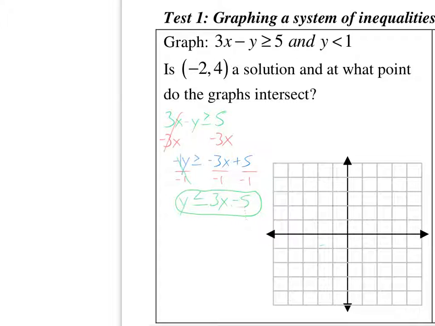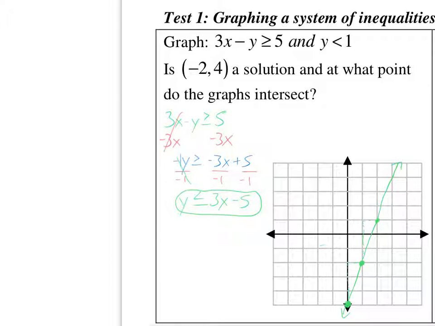Okay, I want to graph this. So I'm going to begin at negative 5, and my slope is 3. My rate of change is 3. So I'm going to start right here at negative 5 on my y-axis. And then 3 means I'm going to go up 3 and over 1, and just keep doing that. Up 3, over 1, and then I get a nice little line right here. Now, because it's or equal to, it's going to be a nice solid line.